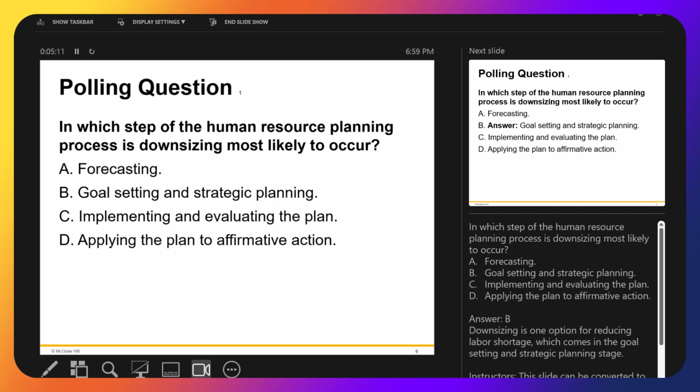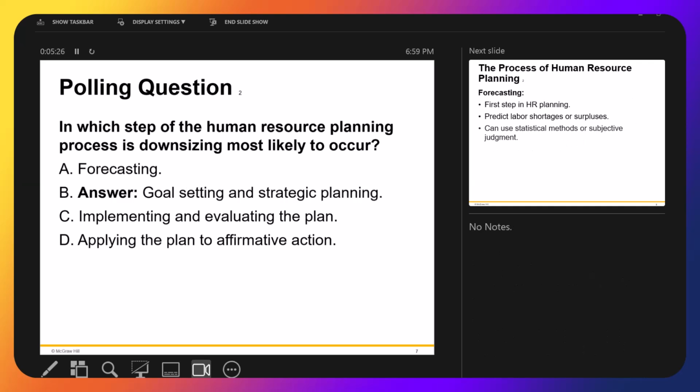In which step of the human resource planning process is downsizing most likely to occur? Look at the answers there. What do you think it is? Here's your answer: the goal setting and strategic planning.